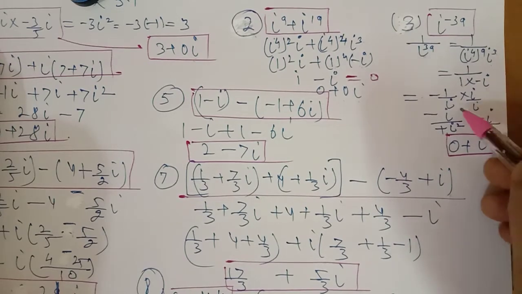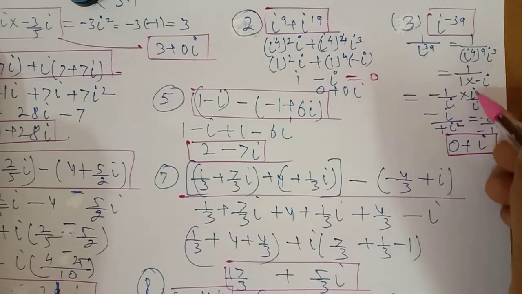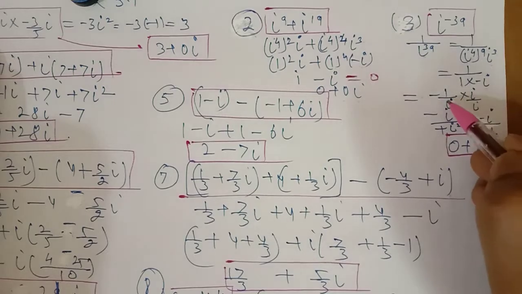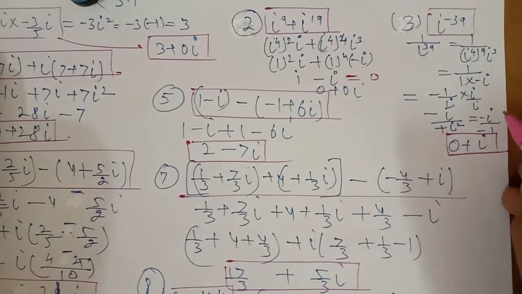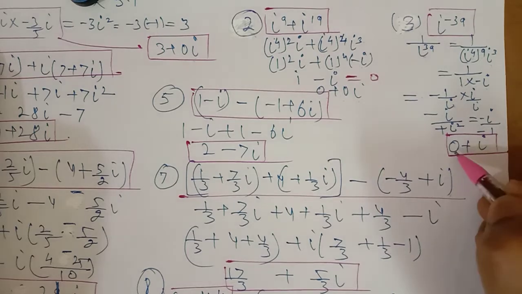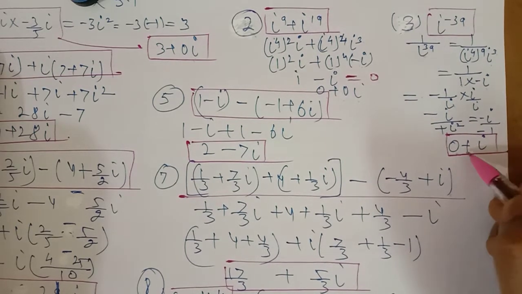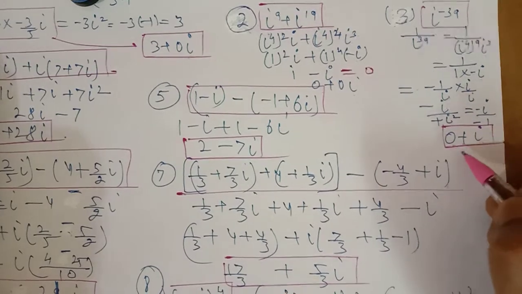Whenever we have an imaginary part in the denominator, always convert it into a real part in the denominator. You can multiply numerator and denominator with i. So it comes out to be minus i upon i square, and i square is equal to -1. So this comes out to be minus i upon -1, which is equal to i, and you have to write in the form a plus ib, that is 0 plus i. The imaginary part here is 1 and the real part here is 0.